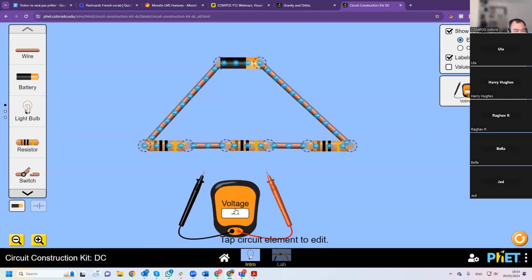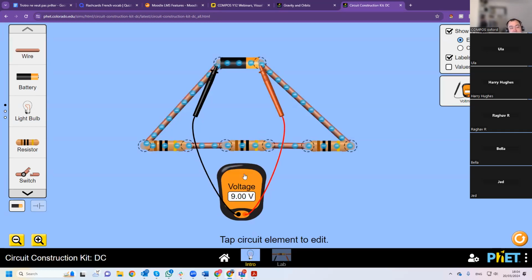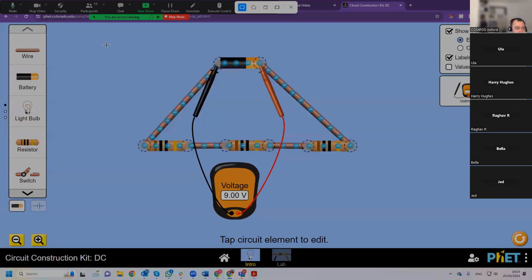And you can measure this energy with a voltmeter. So 9 volts. 9 volts means 9 joules per coulomb of charge. So let's make a note of that.